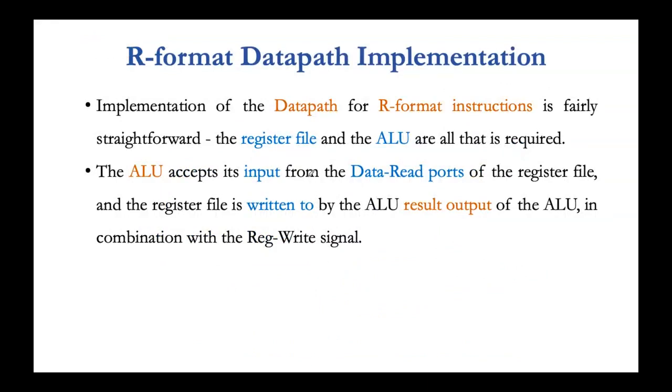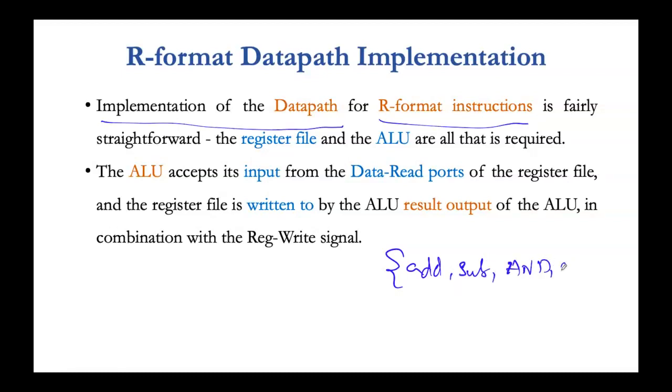So let us consider one example for your R format, or register format, data path implementation. The arithmetic and logic instructions we also call the R format data path. So this is the implementation of the data path for R format instructions. What are those instructions? Add, subtraction, AND, OR, and set less than. These instructions we are taking in our examples.